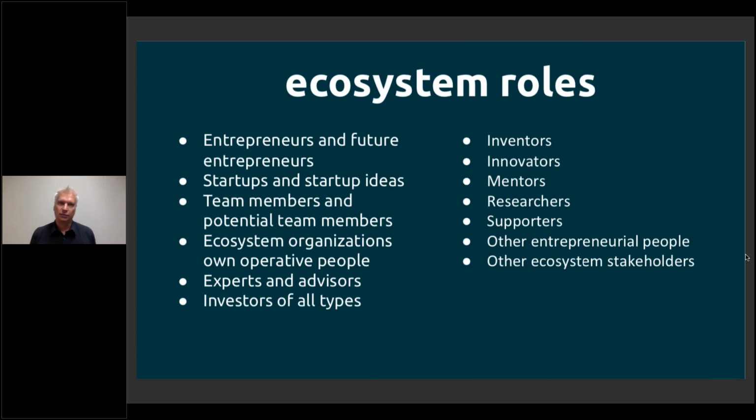Ecosystem roles. So we have, of course, entrepreneurs and future entrepreneurs, so the upcoming talent. We have startups and ideas. We have team members, another form of talent coming upstream. We have potential team members. We have ecosystem organizations, and operative people, so we have support functions, mentoring, organization, advisory, and all kinds of people coordinating and supporting these organizations, functions that also are directly interacting with startups.